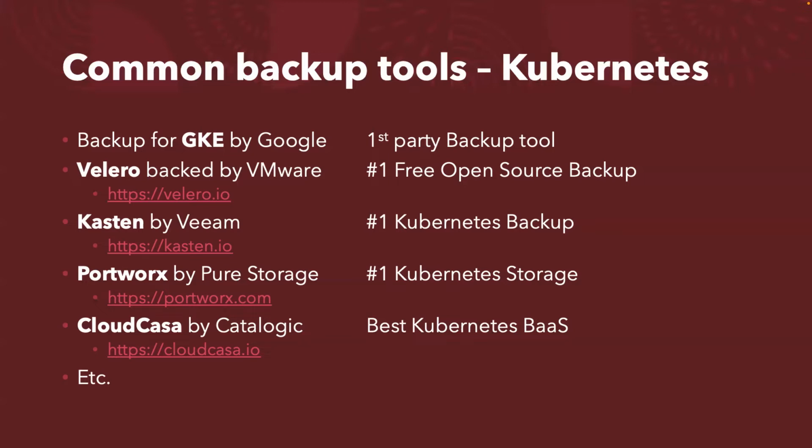And toward the bottom of the screen, you can see CloudCasa by Catalogic. From their website, they talk about their best Kubernetes backup as a service tools. Previously, I already covered Kasten. I haven't tried the rest of the tools yet, but last week I had a chance to try CloudCasa. So that's today's focus. I will talk about CloudCasa by Catalogic.